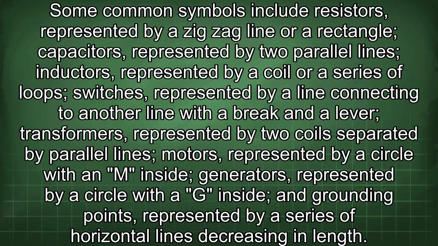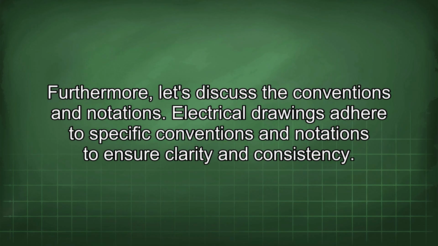Some common symbols include resistors, represented by a zigzag line or a rectangle, capacitors, represented by two parallel lines, inductors, represented by a coil or a series of loops, switches, represented by a line connecting to another line with a break and a lever, transformers, represented by two coils separated by parallel lines, motors, represented by a circle with an M inside, generators, represented by a circle with a G inside, and grounding points, represented by a series of horizontal lines decreasing in length.